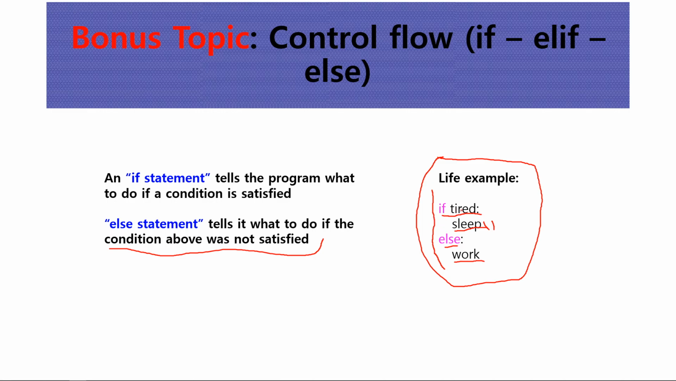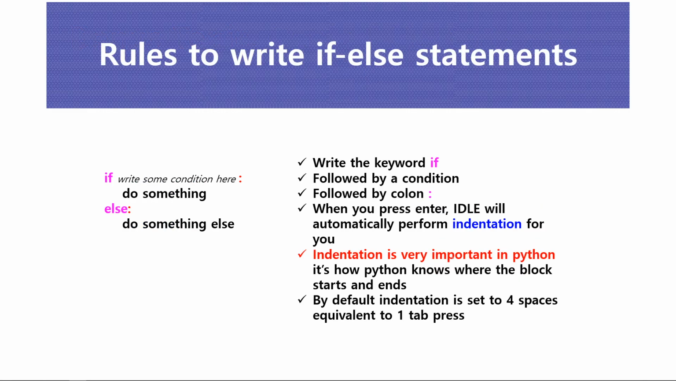So if this condition is satisfied, then we go inside here and we perform whatever is in this block. If the condition is not satisfied, however, we will skip this whole part and jump to this part, the else part, which is what we should be saying here.